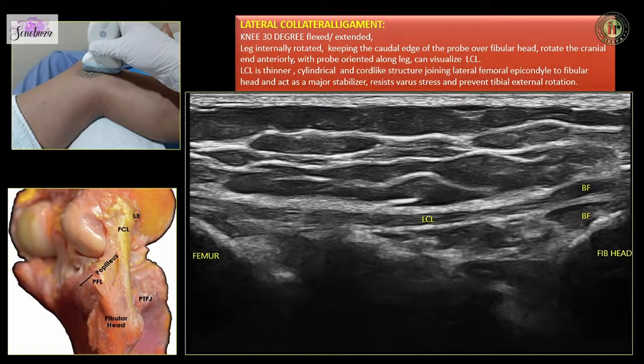Now, keeping the caudal edge of the probe over the fibular head, rotate the cranial end anteriorly. With probe orientation along the leg, we can visualize the lateral collateral ligament as a thin cylindrical cord-like structure joining the lateral femoral epicondyle to the fibular head. And here we can see the conjoint tendon at the distal end of the LCL, and it is wrapped around by the biceps femoris tendon very nicely in this picture.